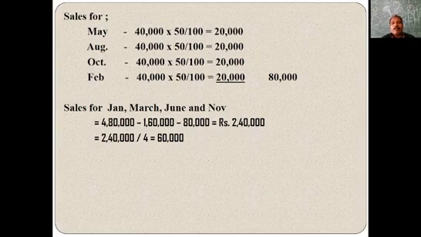Then sales for May, August, October and February, they have given 50% of average sales. So May 40,000 into 50%, 20,000, like August, October and February. The total sales for this period is 80,000. Then the remaining sales go to January, March, June and November, which are missing in the problem. So 4,80,000 minus 1,60,000 for the first 4 months, minus 80,000 for the next 4 months, the remaining sales is rupees 2,40,000.